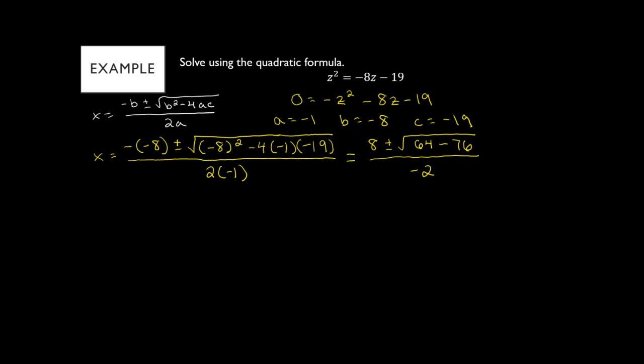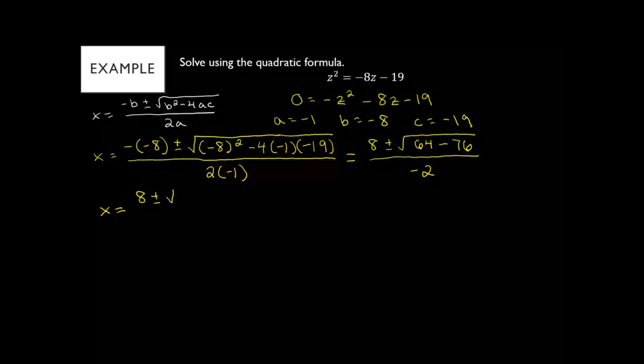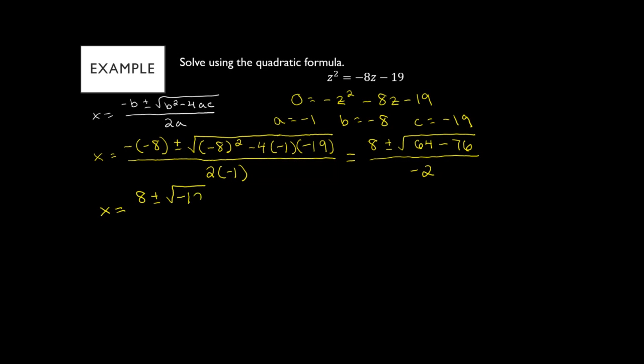So now I'm going to go to the next step. I'm going to start rewriting it again, and I'm going to simplify under the square root. So 8 plus or minus, and then I need to do 64 minus 76. That gives me the square root of negative 12. And then I have my negative 2.